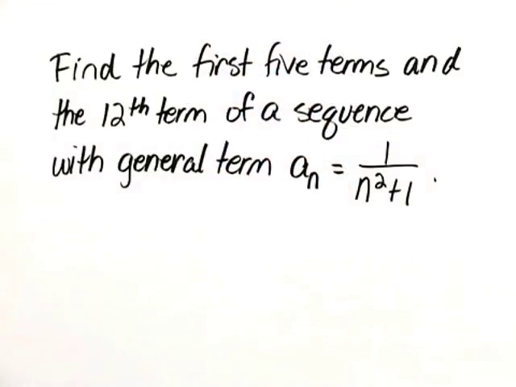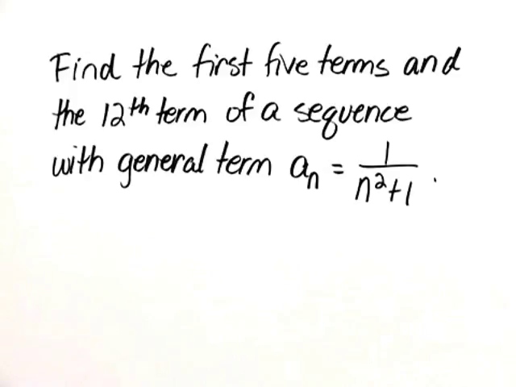In this chapter, we'll be working exercises that involve sequences, series, and the binomial theorem. Find the first 5 terms and the 12th term of a sequence with general term a sub n equals 1 over n squared plus 1.